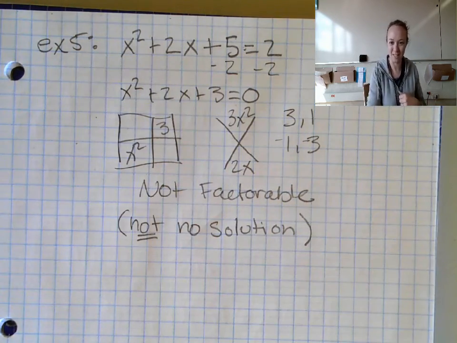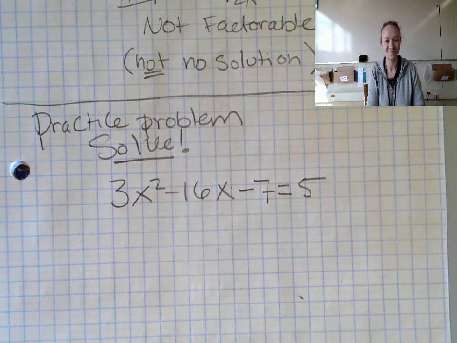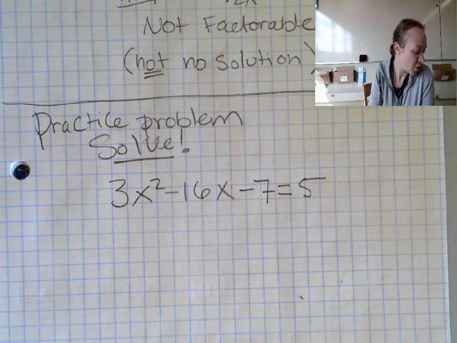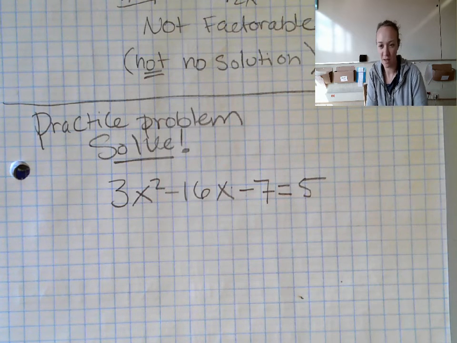All right, practice problem. All right, please solve. 3x squared minus 16x minus 7 equals 5. Submit your answer to this one into Canvas, and I'll check it for you.